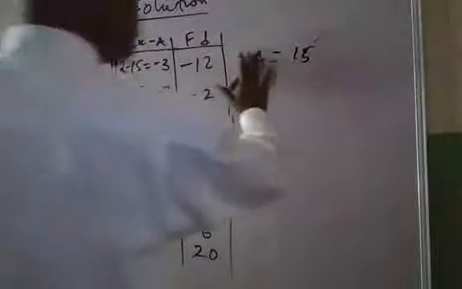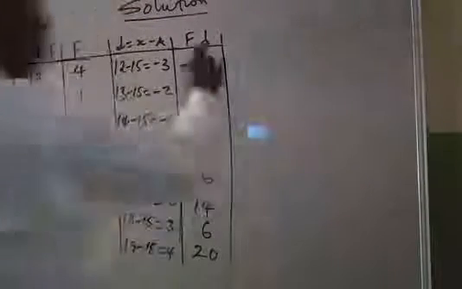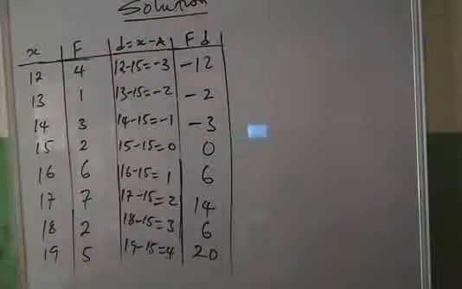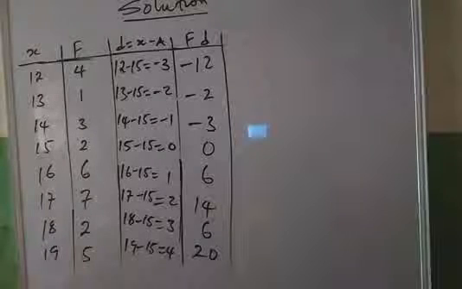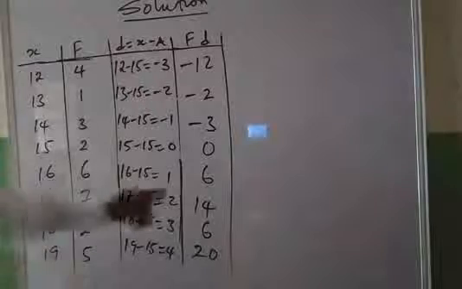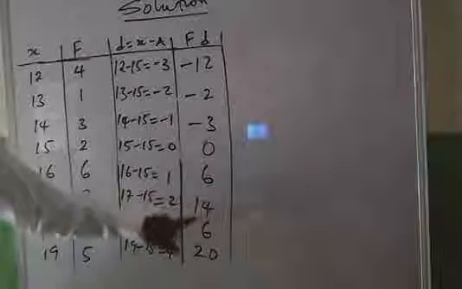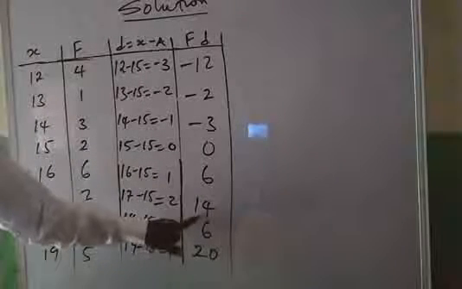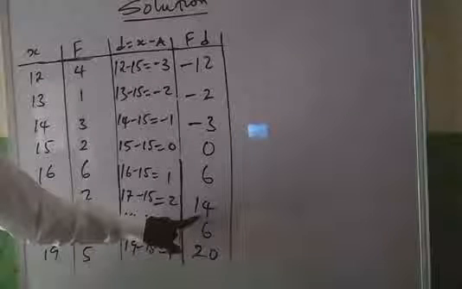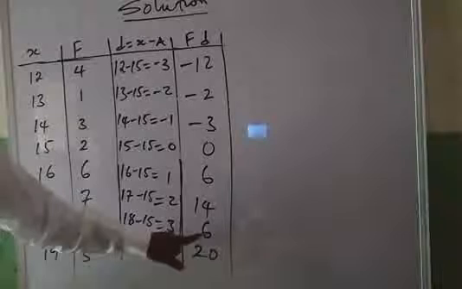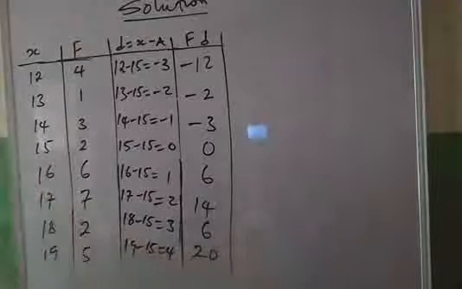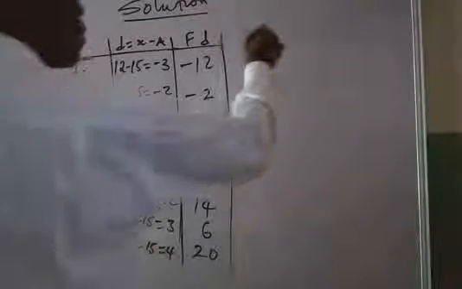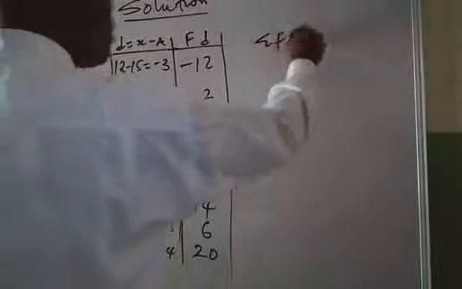So the next thing is to find the sum of everything here. The sum of the deviations. Sum of the deviation, you have 6 plus 14 is 20. So I have 26, I have 46. So the positive side is sigma FD will be equals to 46.